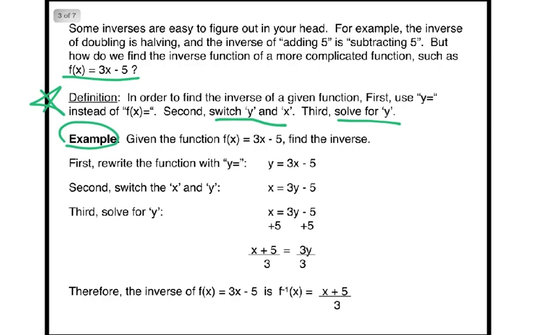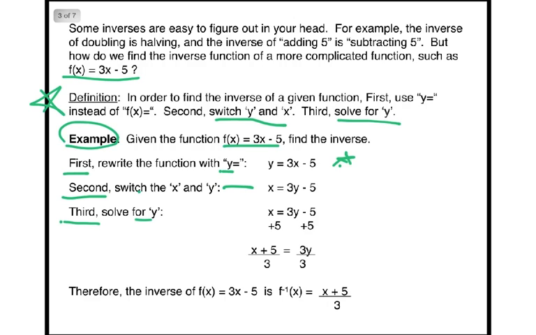Here's an example. Given the function f of x equals 3x minus 5, find the inverse function. So we'll follow our steps. First, rewrite the function with a y equals instead of an f of x equals. And here it is, y equals 3x minus 5. Second, and this is critical, switch the x and the y variable. So you'll notice in this expression, the y became the x and the x became the y. Third, we simply solve for the y variable.